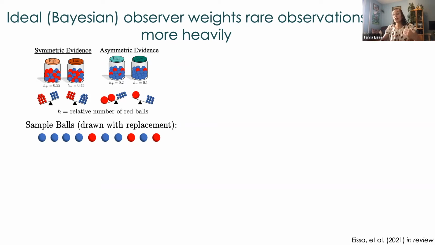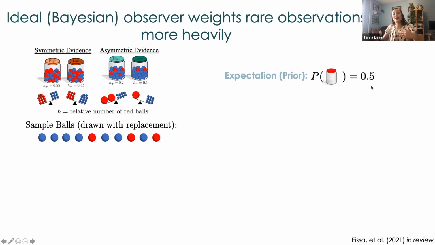So let's now take those components and build an ideal Bayesian observer. In this case, we're going to define our expectation as the prior. We're going to say that the prior of each jar, the probability of each jar, is equal. Each jar is equally likely on every trial, so we're going to say that it's equal to 0.5.